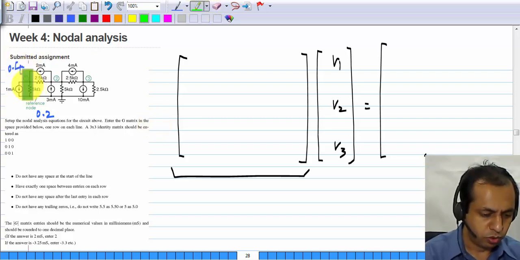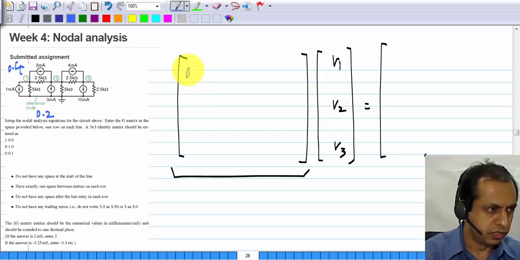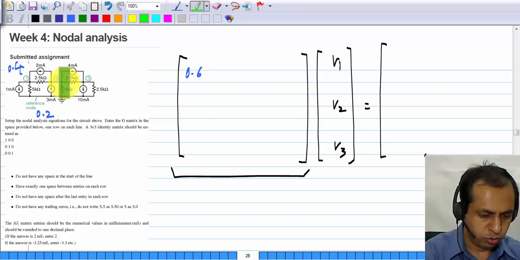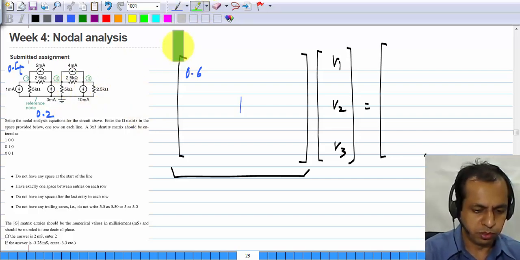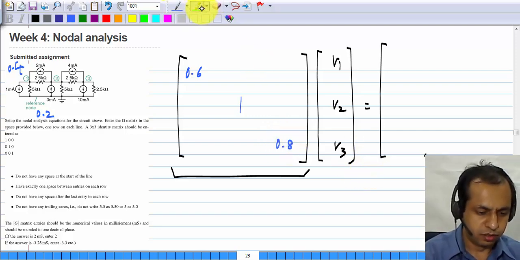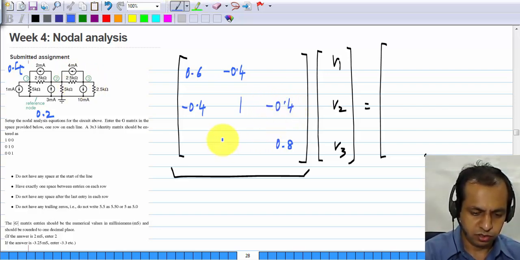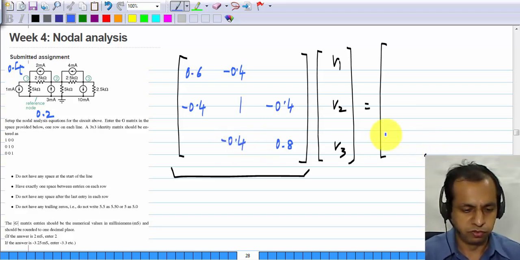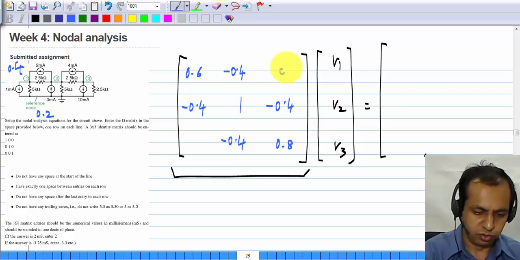So at node 1 we have 0.2 plus 0.4, which is 0.6. At node 2 we have 0.4 plus 0.4 plus 0.2, which is 1. And at node 3 we have 0.4 plus 0.4, which is 0.8. Between node 1 and node 2 we have 0.4 millisiemens, so it appears as minus 0.4 there and there. It will be symmetrical. Between node 2 and node 3 we have again a 0.4 millisiemens conductance, so that appears as minus 0.4, minus 0.4. And between node 1 and 3 we have nothing, so this will be 0 and 0.